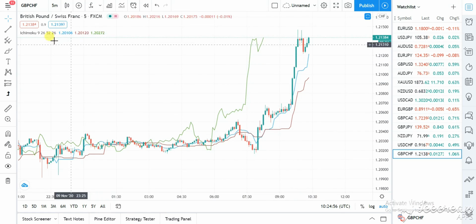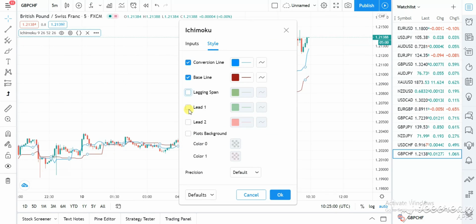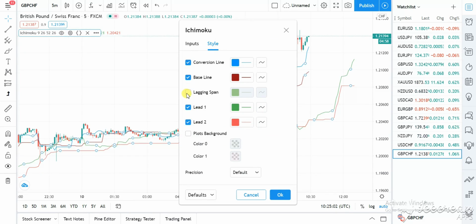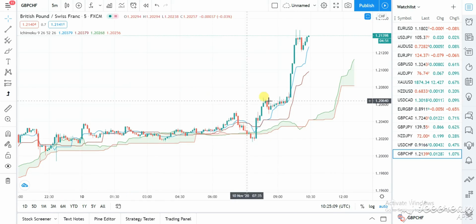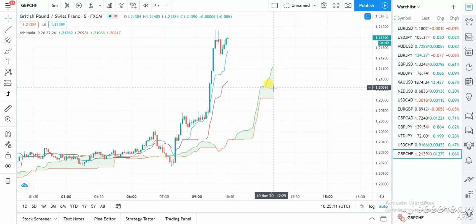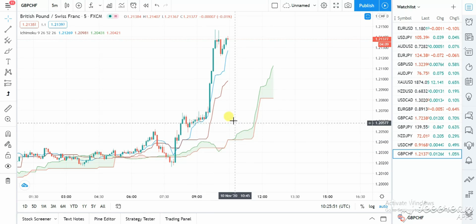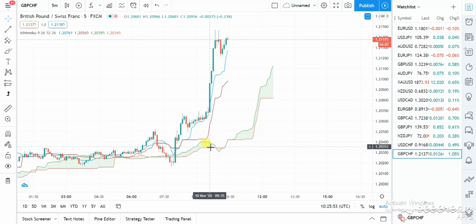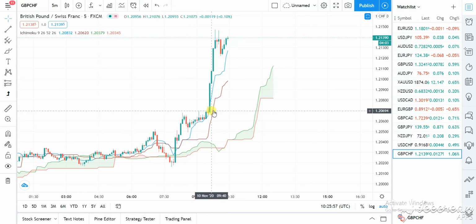So let me take that out. I don't want to use that. Let's go back to the cloud. So this is the cloud. So guys, the Ichimoku Cloud trading strategy is really easy, because one simple rule of thumb is if the price is above the cloud, like you can see the price is clearly above the cloud, then you're looking to take a trade for a buy.